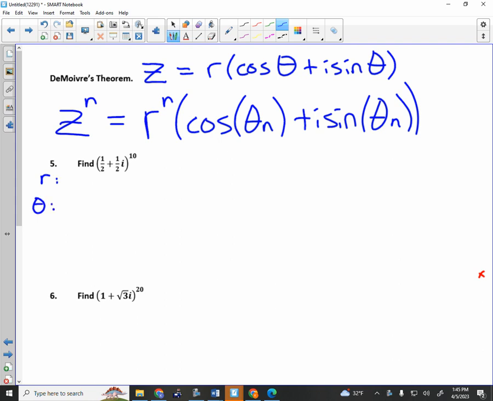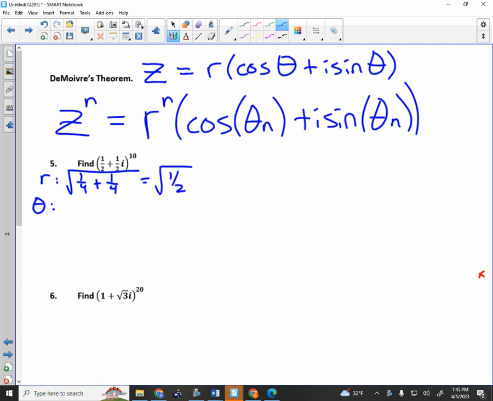What is my formula for determining r? Square root of a squared plus b squared. So we have fractions, so make sure everybody's with us. What is 1/2 squared? Don't say 1. 1/4. So a 4th plus a 4th is a 1/2. And so we're going to leave it as a square root of 1/2.